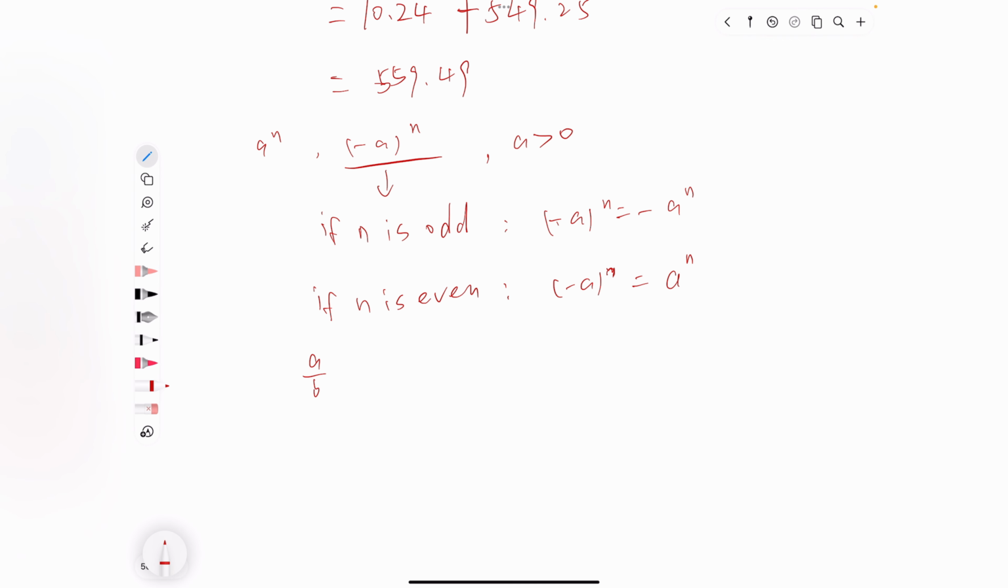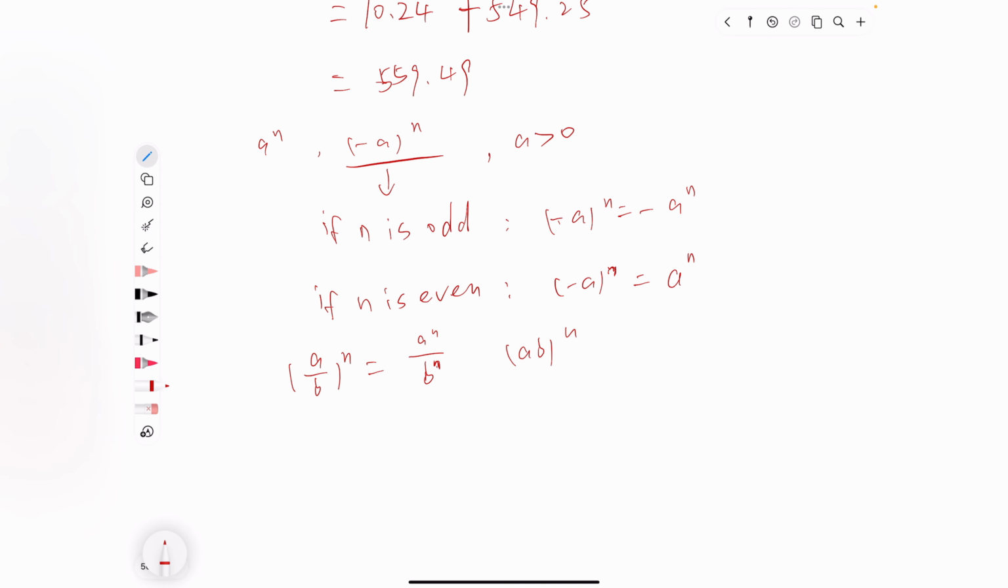And for a over b to the n equals a to the n divided by b to the n. For ab to the n equals a to the n, b to the n.